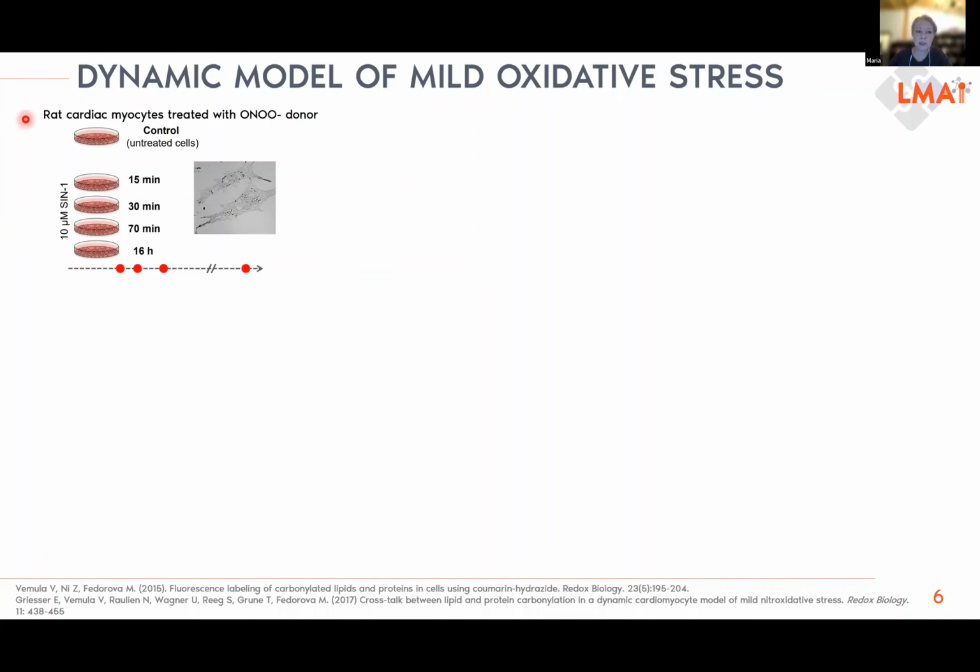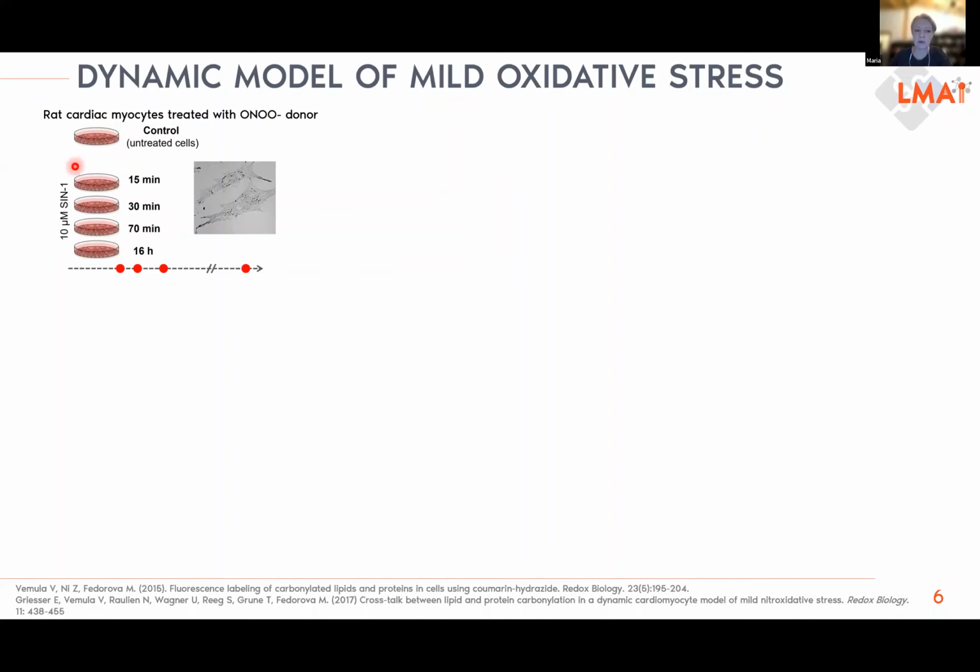For that, we used rat cardiac myocytes, and we treated them with a relatively low dose of SIN1, which is a donor of peroxynitrite, which can induce this mild nitrooxidative stress. When we built this model, we took rather unusual time points to see what happens in the cell. We looked at the cells after 15, 30, and 70 minutes upon the treatment. We wanted to see how the cell responds to this mild nitrooxidative stress at time points when the expression of new genes and proteins is not happening yet.